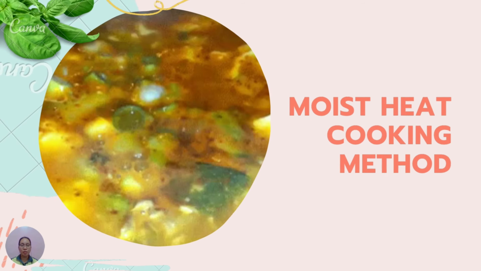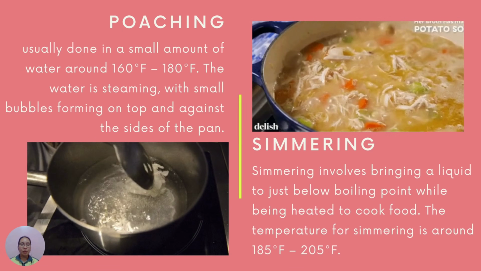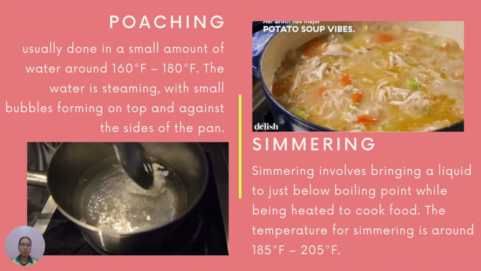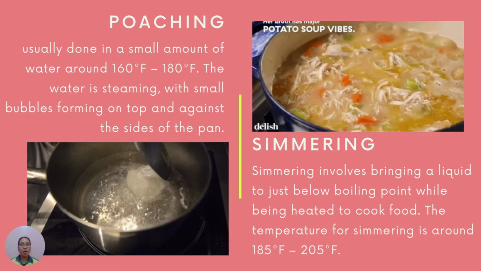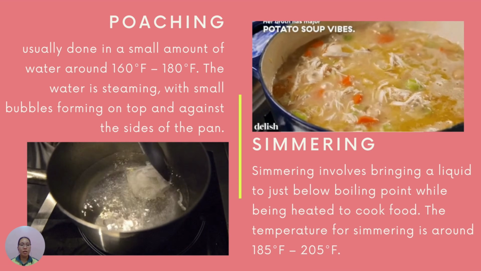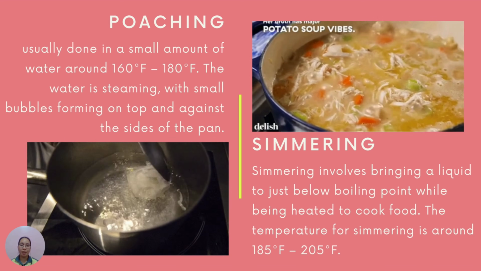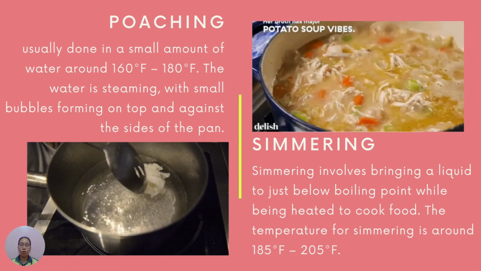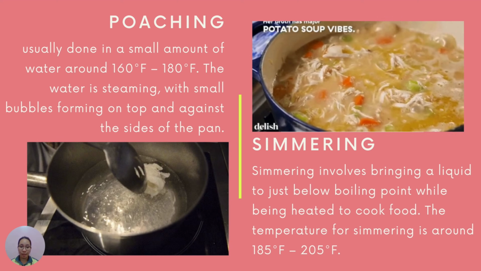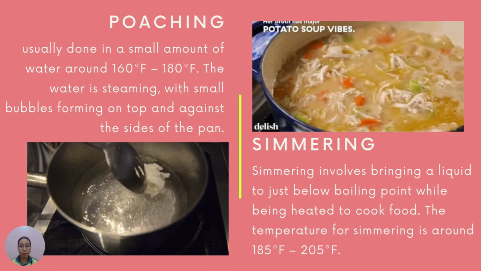Now let's move on to the moist heat cooking methods. The first one, we have poaching. Yan yung graphics na nandyan sa baba. This is usually done in a small amount of water, around 160 to 180 degrees Fahrenheit. The water is steaming with small bubbles forming on top and against the sides of the pan. Poaching is suitable for delicate food such as yung eggs natin, and also fish, poultry, and fruit.